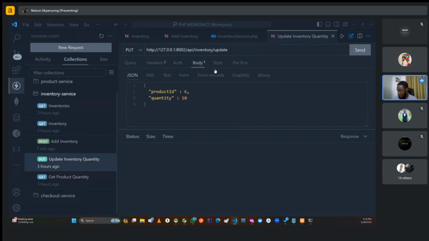You know what? Let's quickly test this. So product ID was 7, right? Let's say one rich politician came and bought it. It was 16, he came and bought 10, all right? Came and bought 10.